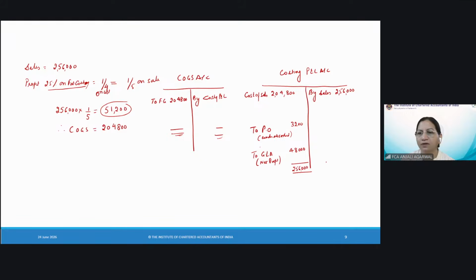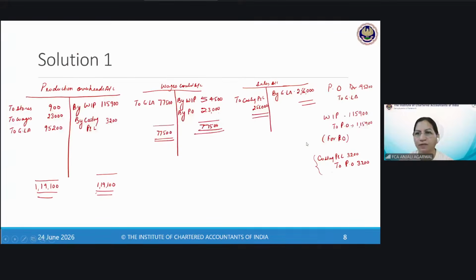This completes your costing P&L account also. This is complete. Now this 48,000 will move to GLA.